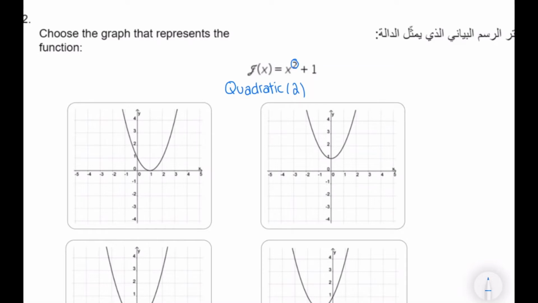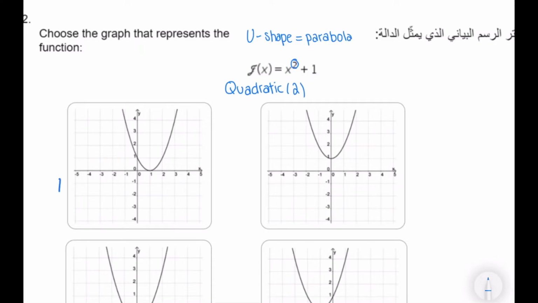If this function is a quadratic function, then the shape of the graph would have a U shape. This U shape, we call it a parabola. U shape is equivalent to a parabola. We call it a parabola.